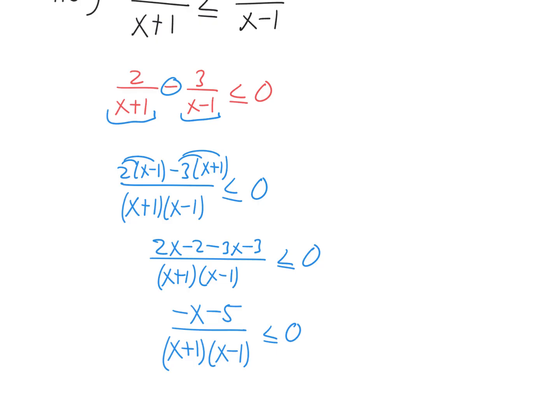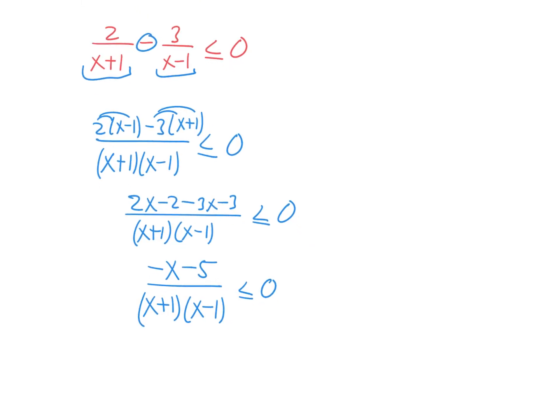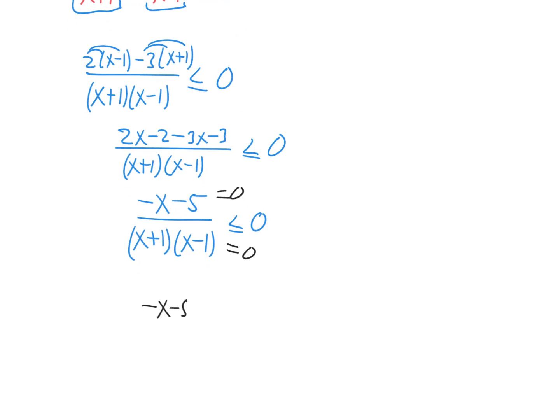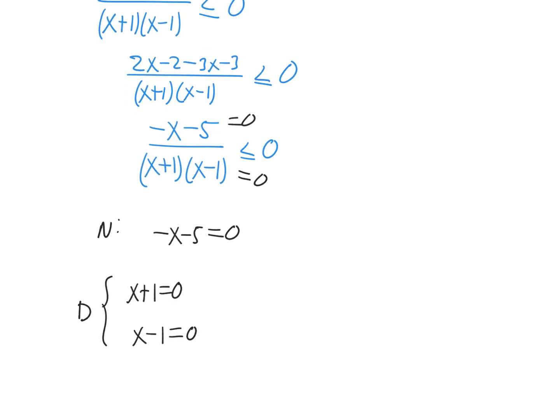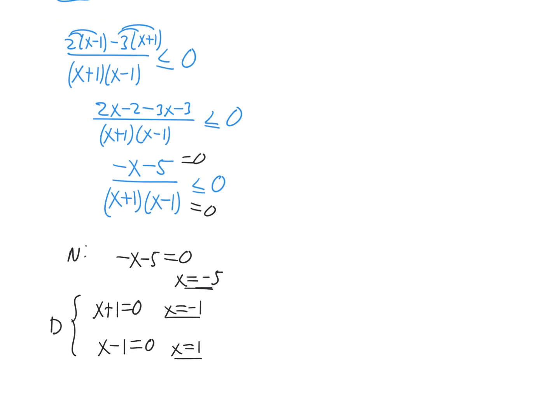All right. And then now that I have a single fraction, I'm just going to set the top equal to 0, and I'm going to set the bottom equal to 0. So I get negative x minus 5 equals 0, and then I get x plus 1 equals 0, and x minus 1 equals 0. This is what's on top. This is what's on the bottom. On the top, I'm left with x equals negative 5. On the bottom, I get x equals negative 1 and x equals 1. These aren't our final answers, but we are going to need these to graph our answers on a number line.